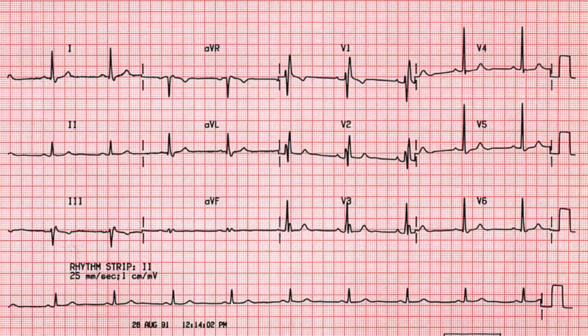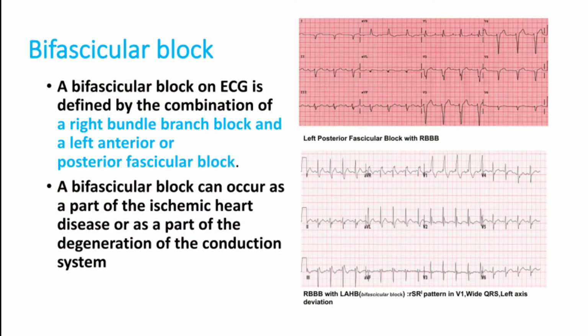Now we will see what is bifascicular block. Bifascicular block on ECG is defined as a combination of RBBB and left anterior or left posterior fascicular block. So if you have somebody with RBBB with right axis or left axis deviation without any other reason for this axis deviation, then you can think about bifascicular block. Here the right bundle is blocked plus left anterior or left posterior fascicular block. So that is bifascicular block.